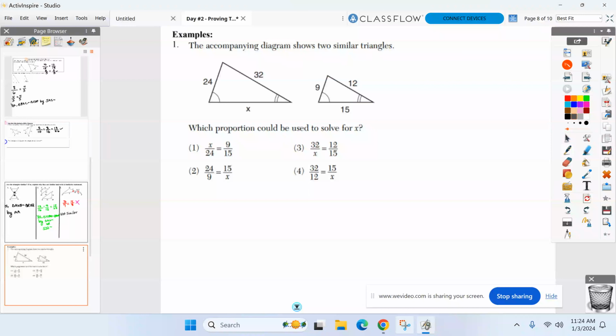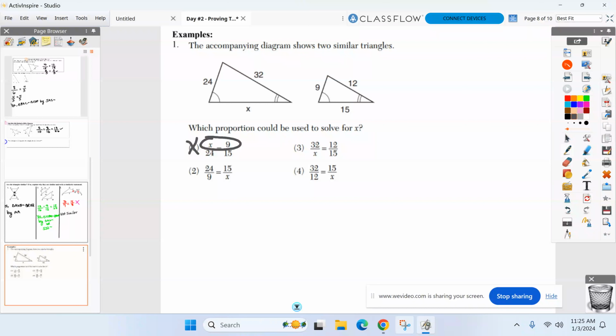Look at number 1. X over 24. Okay, I'm fine with it. It doesn't really matter how you start it. It's how you finish. So x over 24. But now, take a look at the diagram. What should x match up with in the other triangle? Put the angles on top of each other. It should match up with the 15, but the way the proportion's written, it matches up with 9. That's a problem. It should be a 15 there. So that's why number 1's wrong. They matched up the sides wrong. All good there.